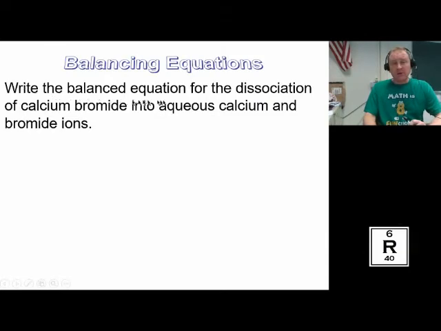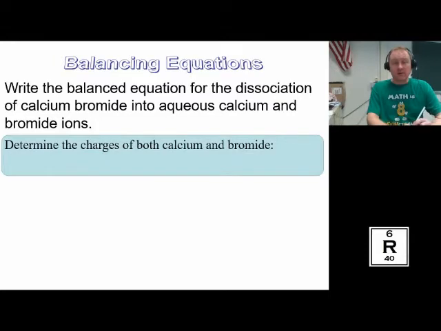So let's write the balanced equation for the dissociation of calcium bromide into aqueous calcium and bromide ions. To do this, we first have to be able to write the formula for calcium bromide, and that's what I mean about the ionic compounds. So determine the charges of both the calcium and the bromide. Based on their positions in the periodic table, we see that calcium is a +2, and that's because it's an alkaline earth metal. It's in the second column, and bromide's in the 17th column.